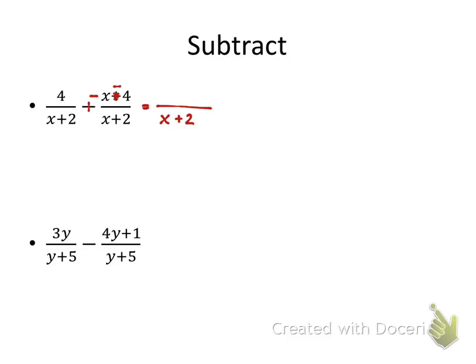So now I look for the variable first. Does -x have any like terms to combine with? No, so I write -x. 4 plus -4, oh, it's going to happen again. 4 plus -4 is 0.